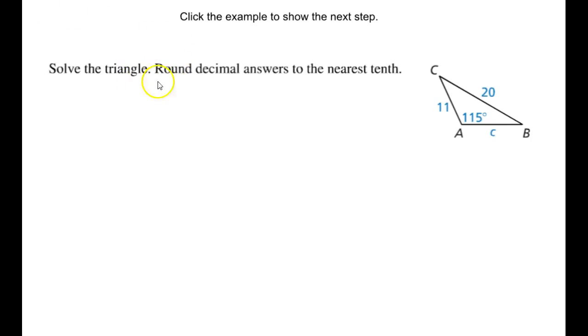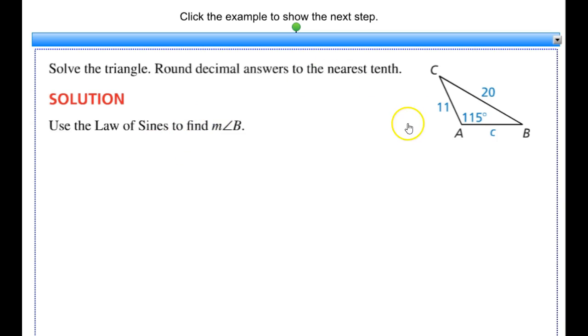So here I'm asked to solve the triangle and then round decimal answers to the nearest 10th. Well, I've been solving right triangles, and here I do not have a right triangle because I have this other angle that's 115 degrees, so I cannot use my normal trig values. So I'm going to have to use either law of sines or law of cosines. We're going to use the law of sines, and we always want to start with law of sines because it's generally more simple to use.